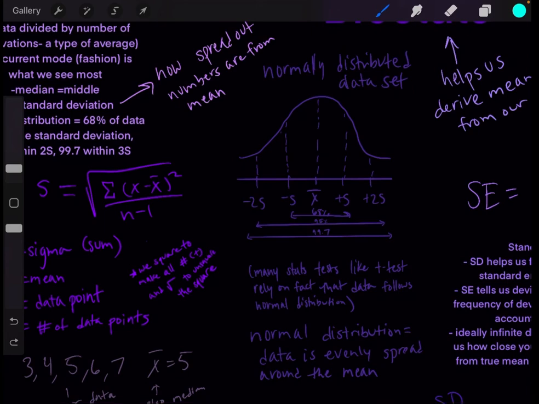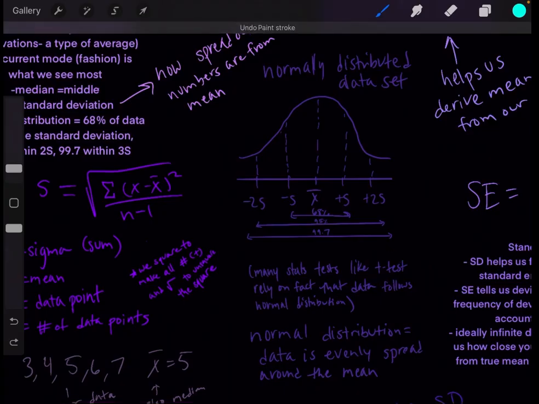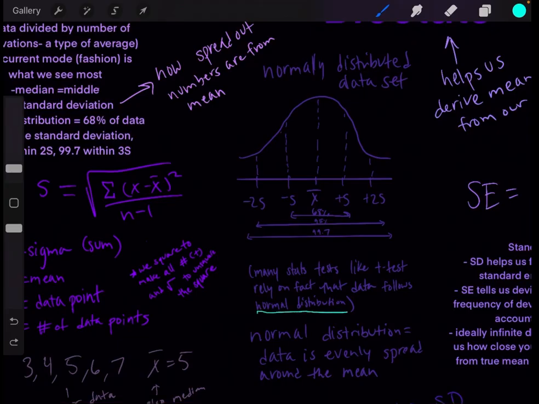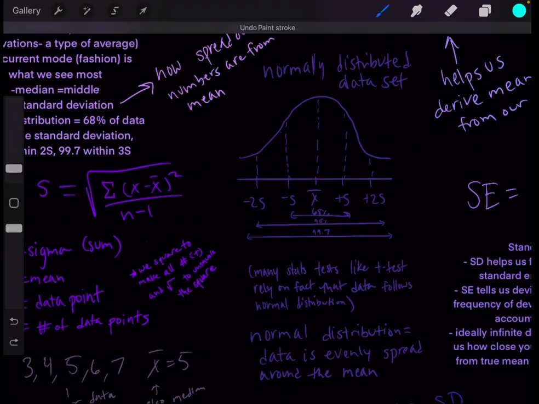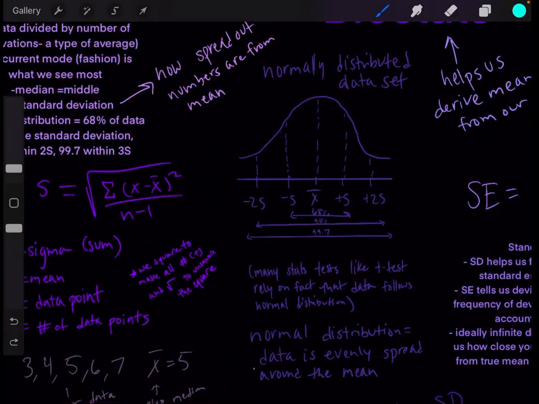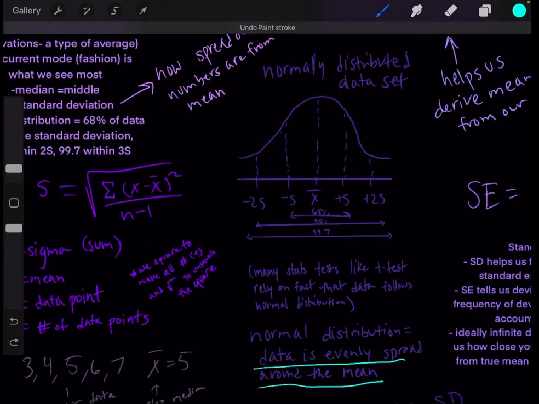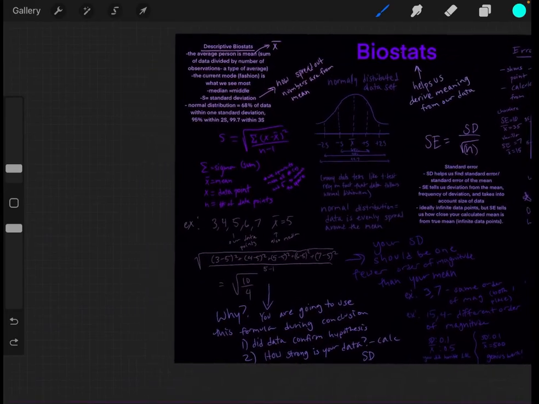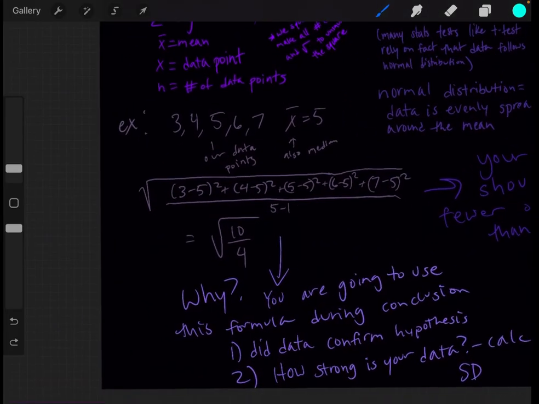So many statistical tests, like the t-test, which you don't need to know, but that's just an example of a statistical test that you can do, rely on the fact that data follows a normal distribution. So our data can't be too spread out or crazy, or else that'll mess up our analysis. And if your data is too wild, then there's a good chance you messed up when doing the procedures, like human error. I'm not sure. So the normal distribution shows how data is evenly spread out around the mean. We saw this perfect symmetrical bell curve. I know my drawing's not perfect, but it's supposed to be a nice, perfect, standard, ideal data set graph.